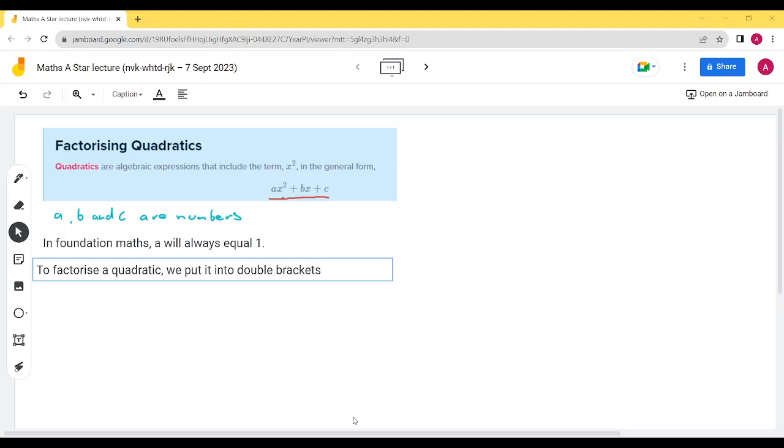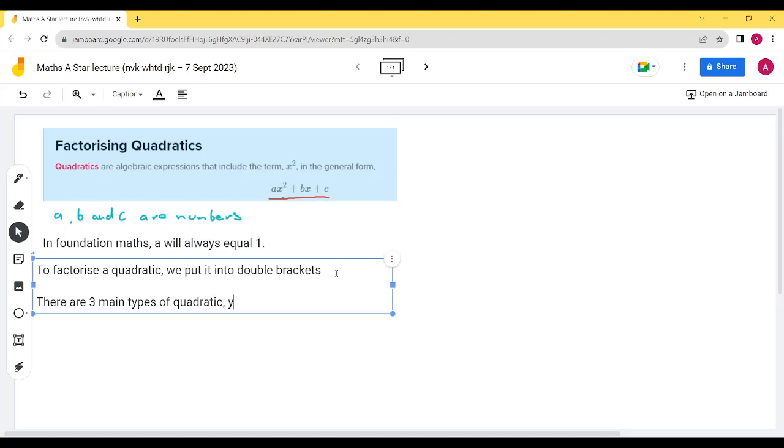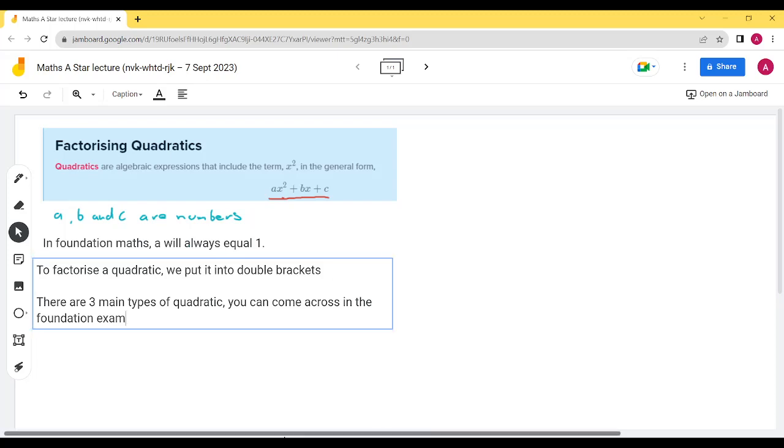So earlier in this course we've done expanding double brackets. This is in effect the opposite of this. So it's putting equations back into double brackets. Within the foundation exam, there are three main types of quadratic you can come across, and we're just going to look at an example of all three of them now.